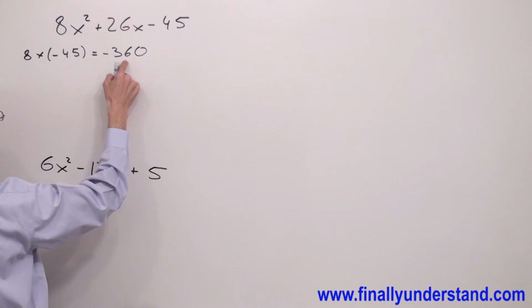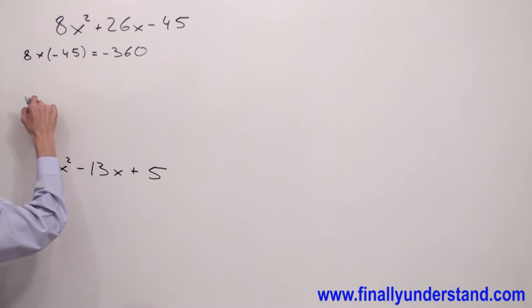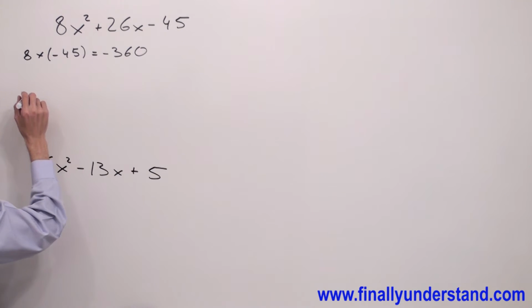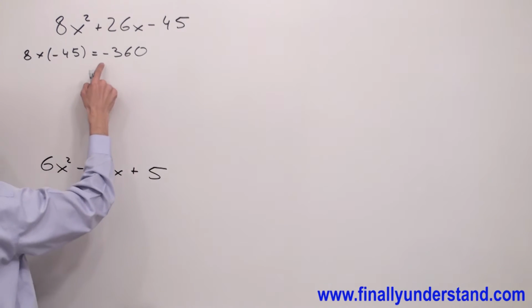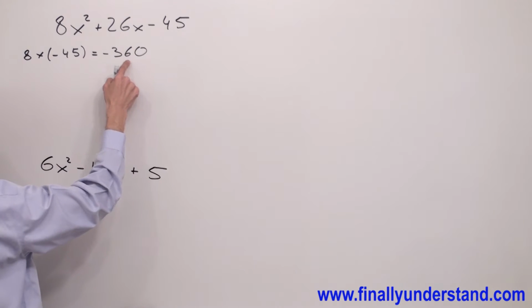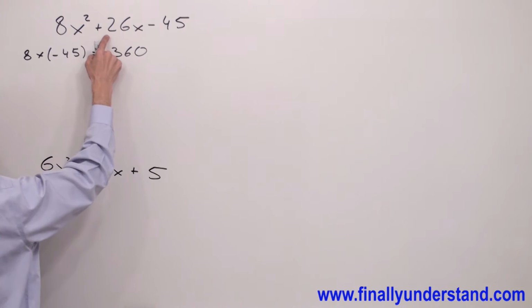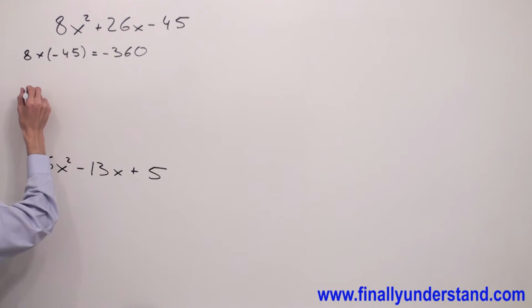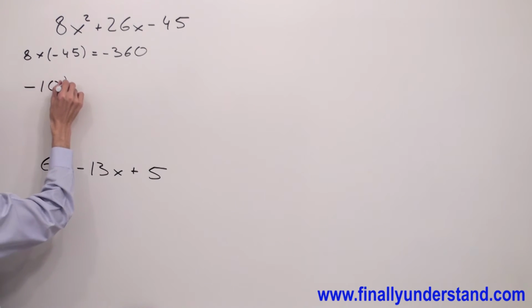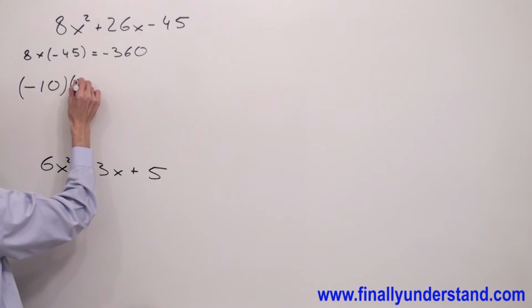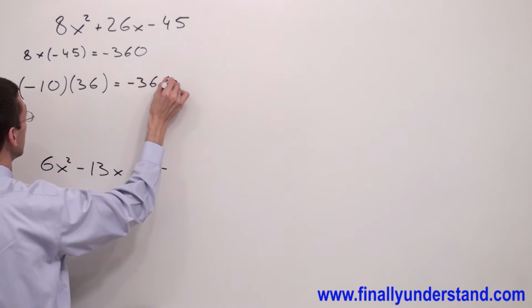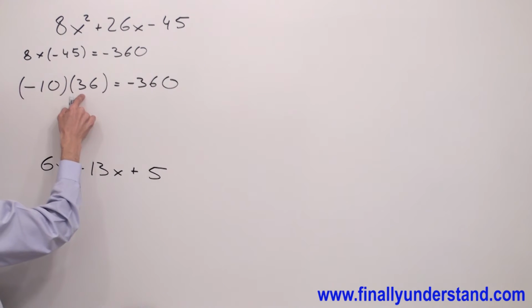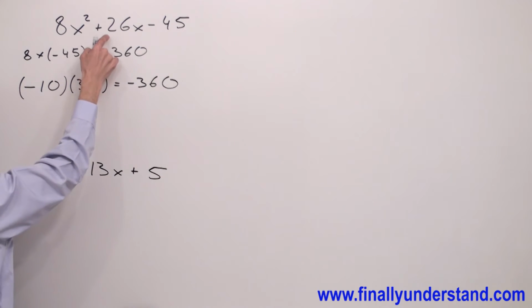360. Negative 360. Next, you're supposed to find two numbers which multiplied by themselves are going to give me negative 360, and added to each other are going to give me 26. These two numbers, I can say they are minus 10 times 36, which gives me negative 360. And these two numbers added to each other are going to give me 26.